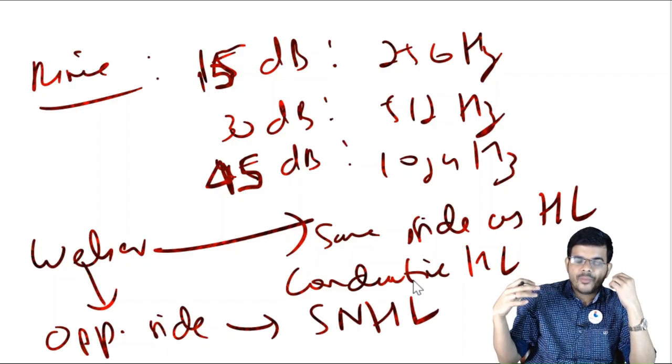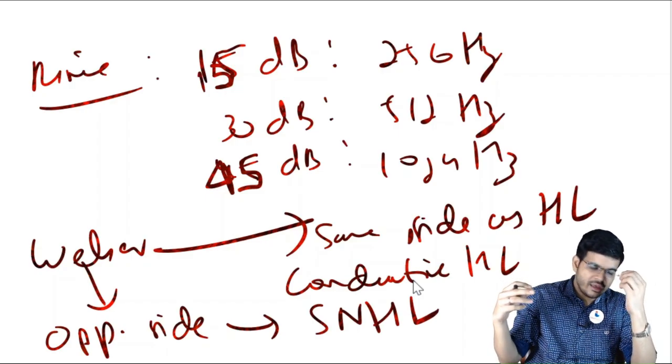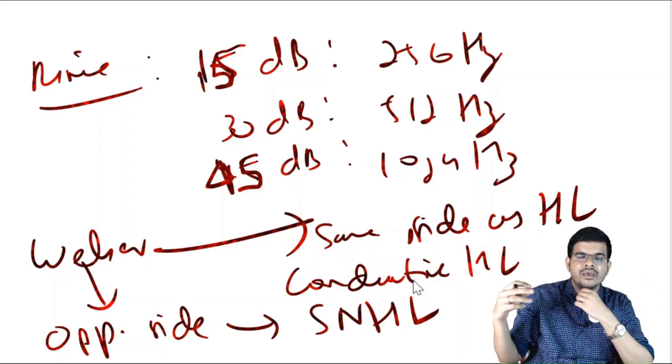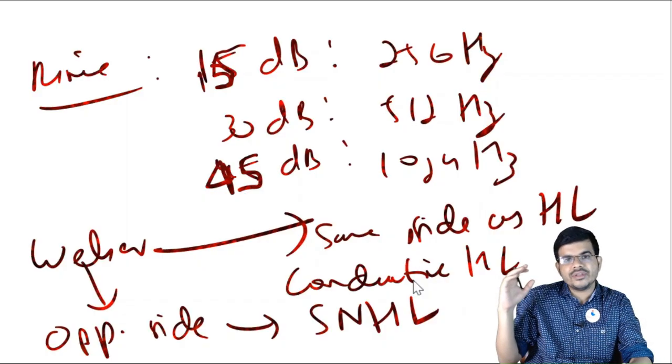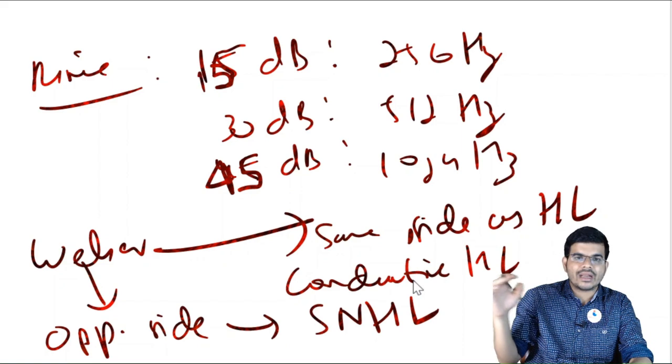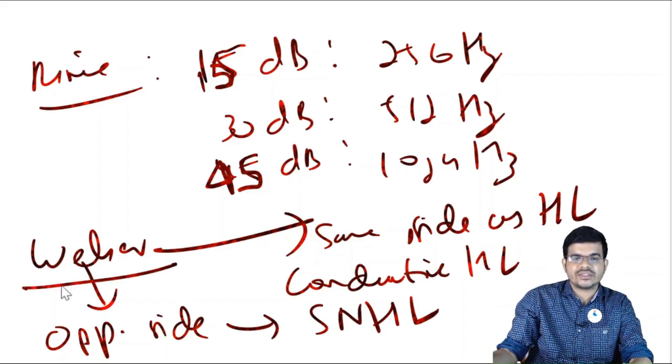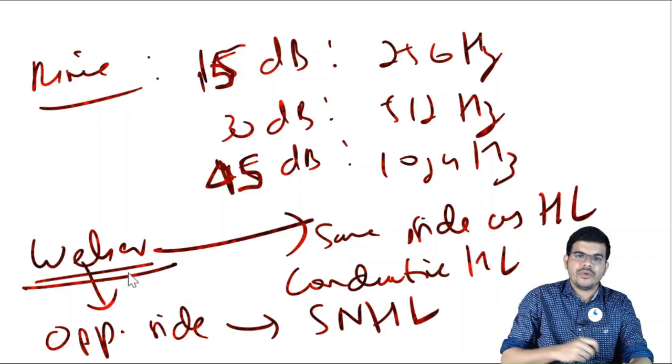Both the cochlea will be stimulated equally by the tuning fork which is kept in the center, right? And because there is no sound coming from the surroundings in case of the ear with the conductive deafness, it will be lateralized to the same side. Otherwise, it will be lateralized to the opposite side. Okay, so this is how you find out whether it is a sensorineural hearing loss or a conductive hearing loss. Okay, you have to do a Weber's test.